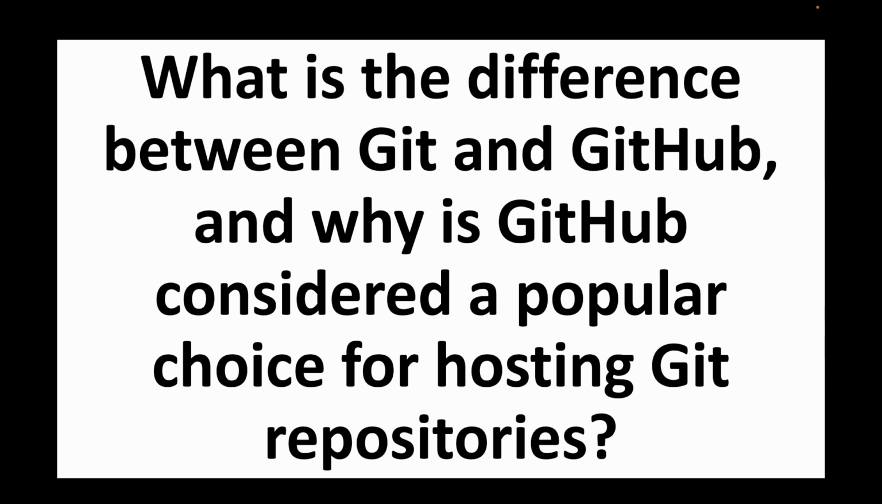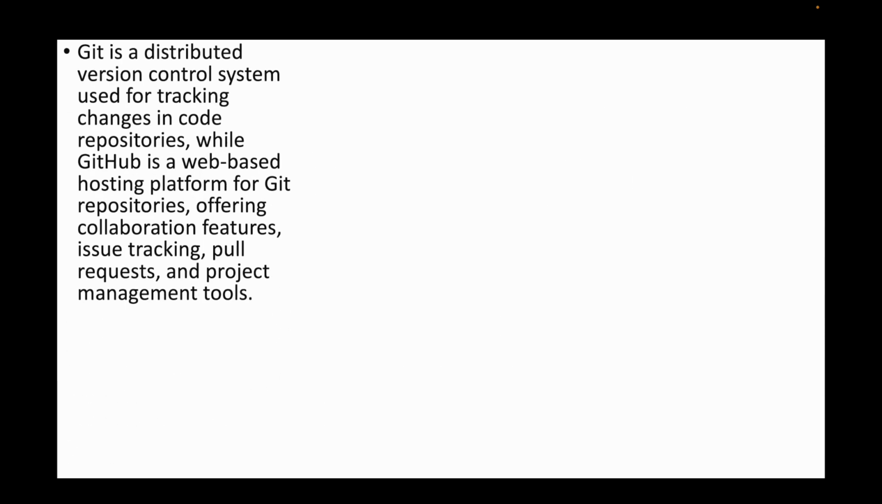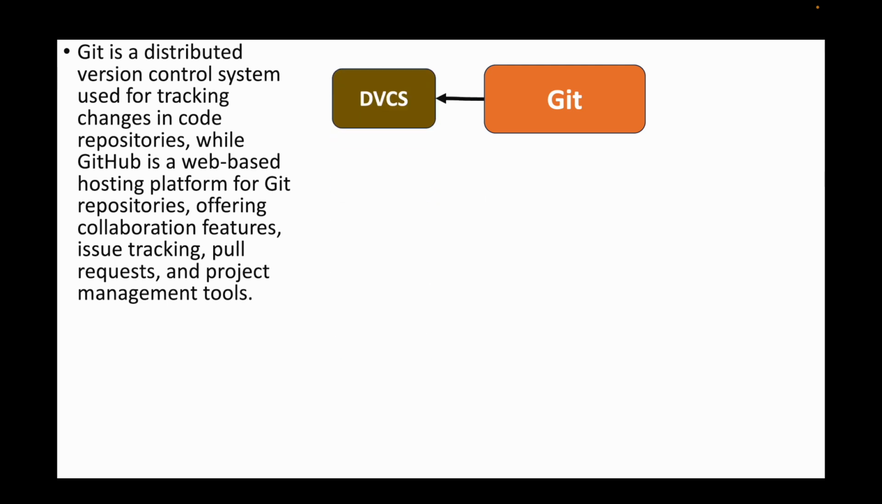The next question we have is, what is the difference between Git and GitHub, and why is GitHub considered a popular choice for hosting Git repositories? So Git and GitHub are two different things. So Git is essentially a distributed version control system, and we can use this to basically keep track of the changes that we are doing in our code repositories.